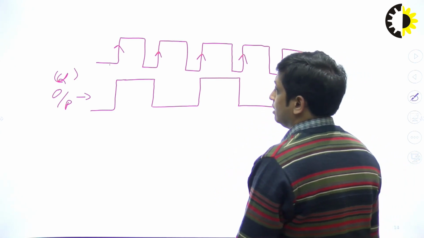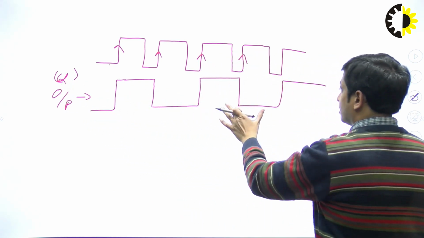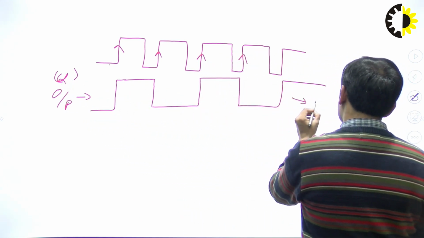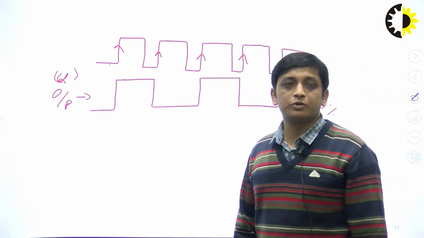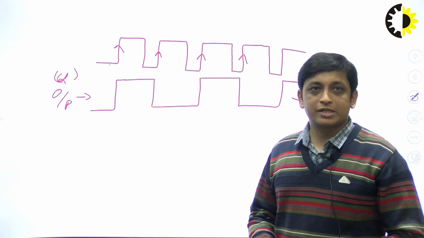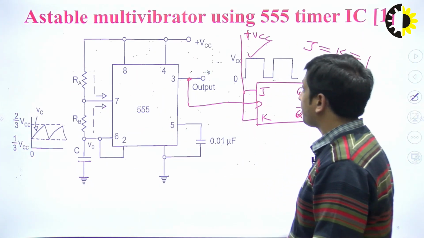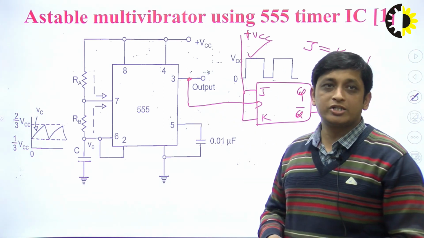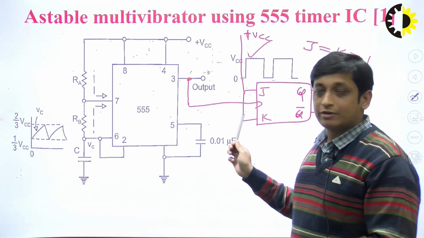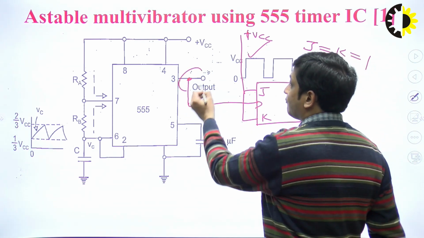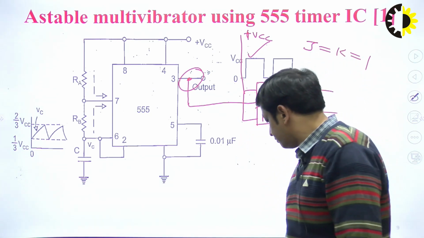So you can see that at the output of the JK flip flop, that is Q, we get a square wave whose duty cycle is 50%. So this is one of the methods to get the 50% duty cycle, just by connecting a JK flip flop at the output of the astable multivibrator. But the output should be connected to the clock. The output of the astable multivibrator will act as a clock for the JK flip flop. Fine.